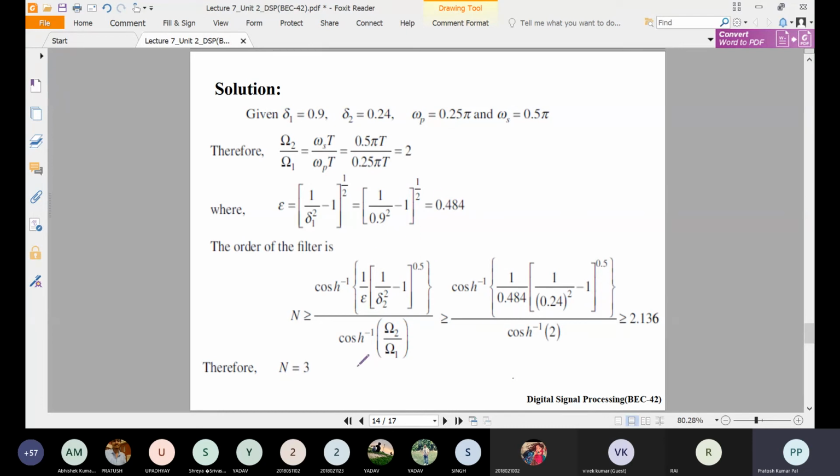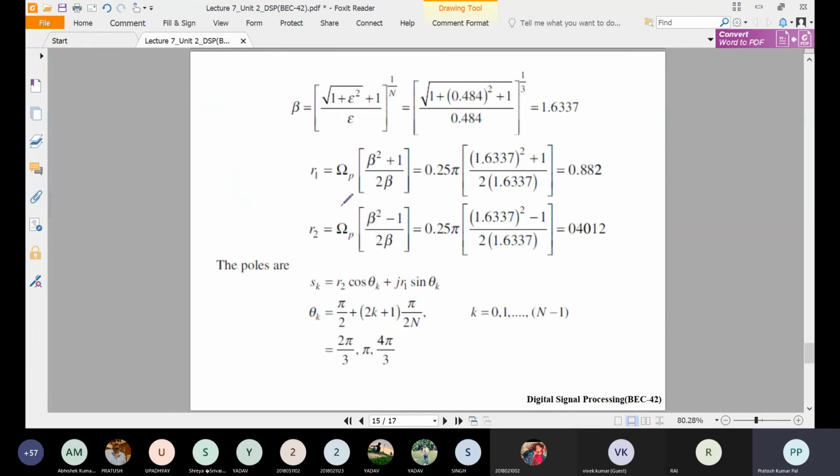After putting this, we can get the value of n, that is the filter order, which will be equal to 3. So once we know the filter order, we need to find out the poles. This is the formula for finding the poles. In that formula, we require the R2 value, and we need to find out the R1 value, along with the theta k value. To find R2 and R1, we need the value of beta.